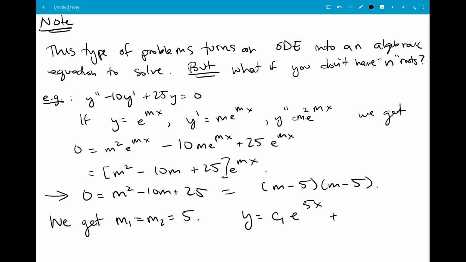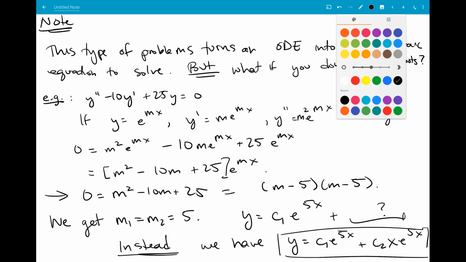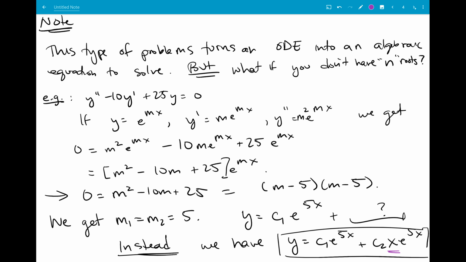So I'm not really sure what to do there. I'm going to tell you right now. What we do is we take y equal to c1 e to the 5x plus c2 x e to the 5x, so that you have the solution written down, and then we'll go ahead and write that rule in the next slide.